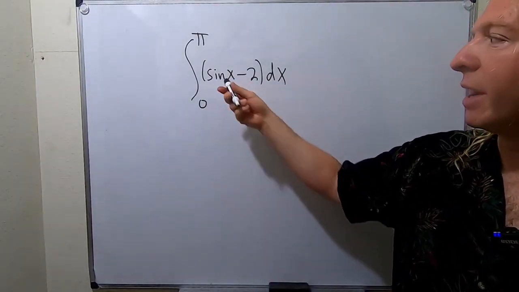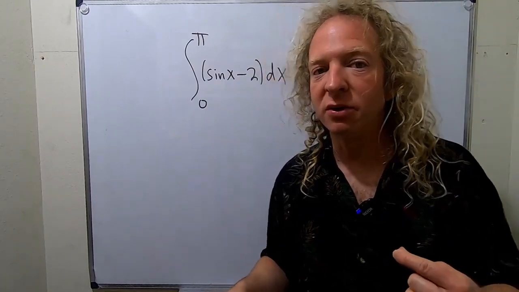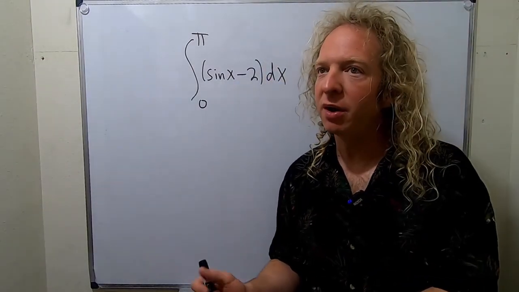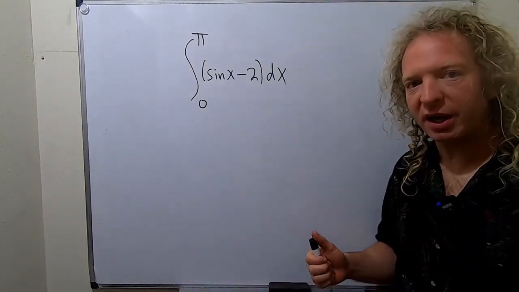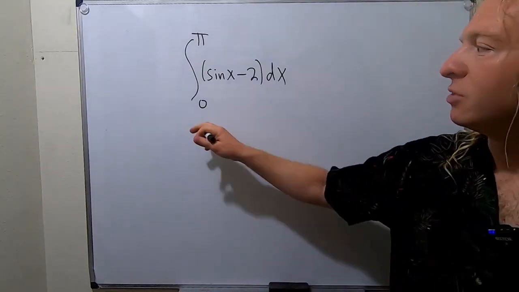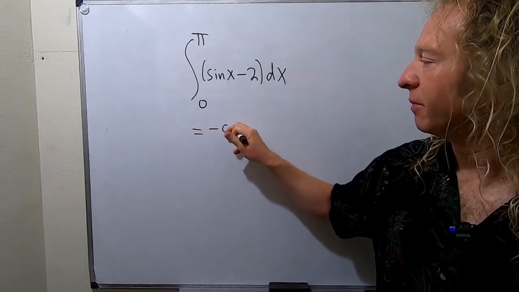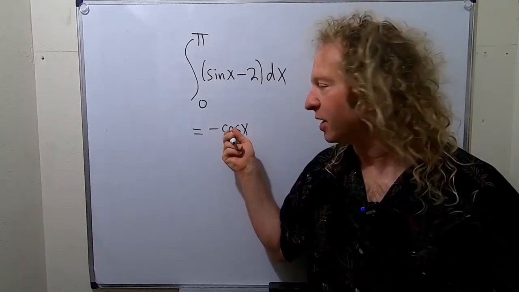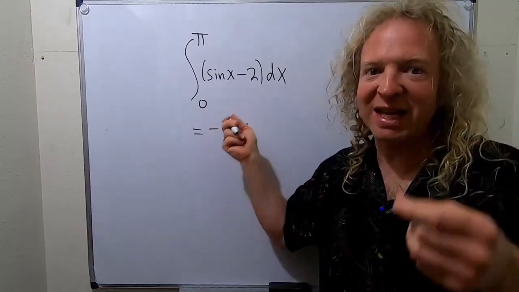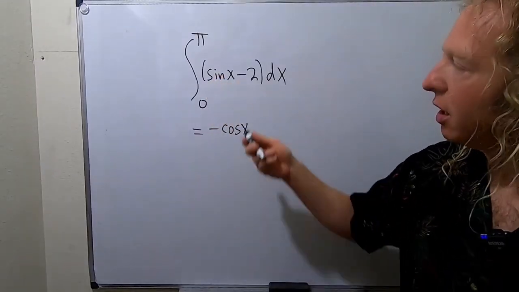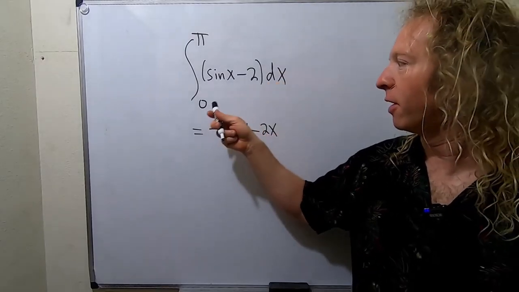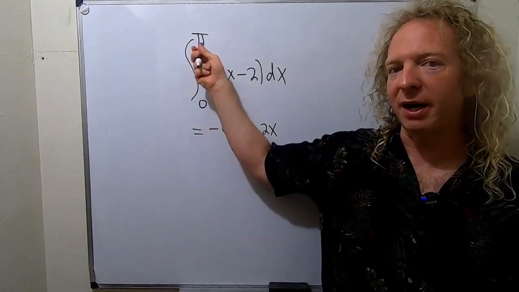So when you're integrating sine, you have to think backwards. So you have to think, what is a function whose derivative is sine? Well, the derivative of cosine is negative sine. So this is going to be negative cosine. Because when you take the derivative of cosine, you get negative sine. And there's a negative here already, so it's like negative negative, so it's positive. When you integrate 2, you just get 2x. And then we're going from 0 to pi.